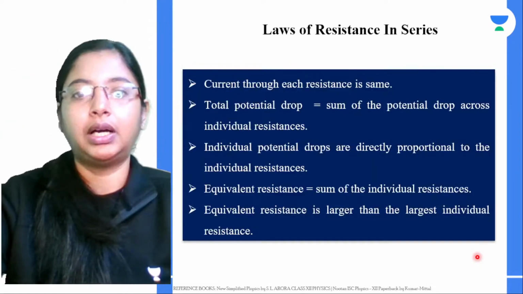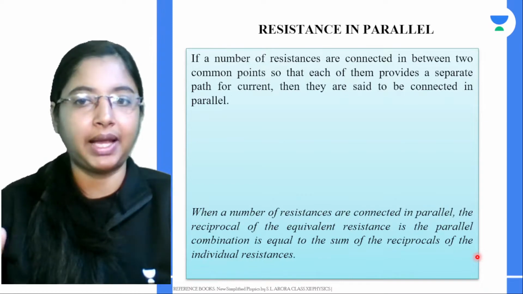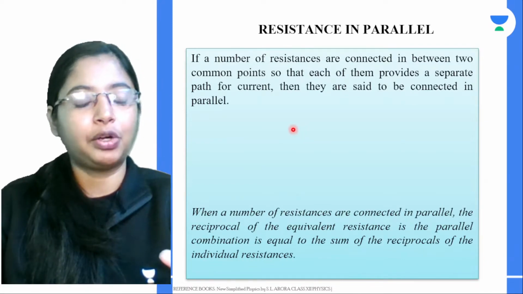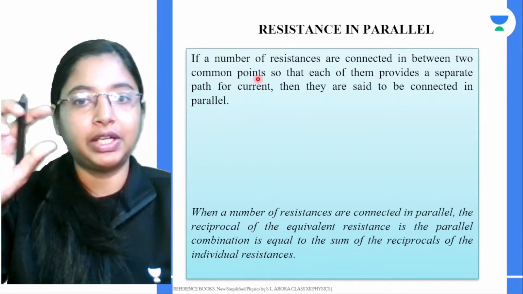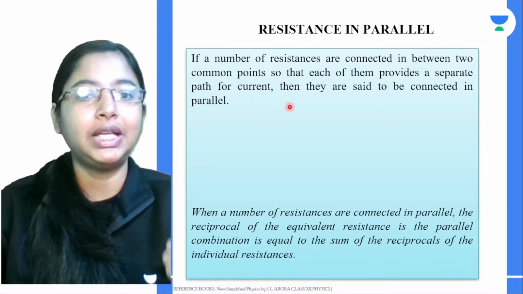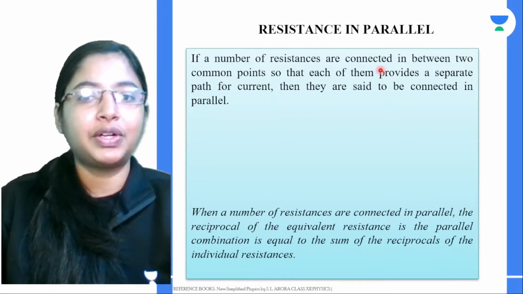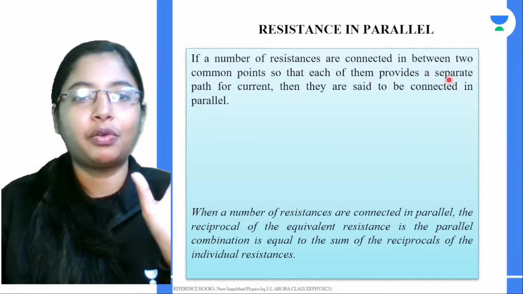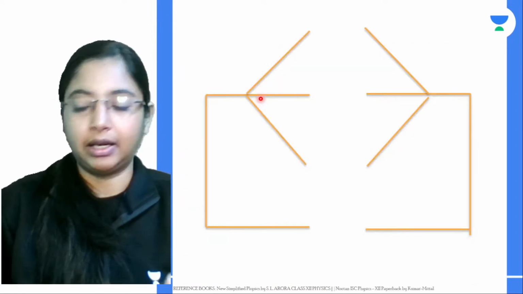All right. Next is actually the combination. What we're seeing is resistors in parallel. So what we're going to take is, across one end of the resistors, we are going to connect it to a common point. Across the other end of the resistors, we're going to connect it to a common point. Okay, in this case what will happen is the number of resistors are connected between 2 common points, so that each of them will provide a separate path for current. Then we say they are connected in parallel.